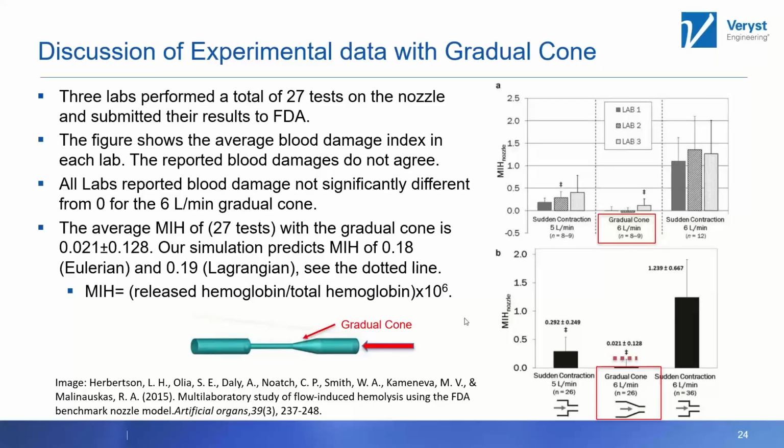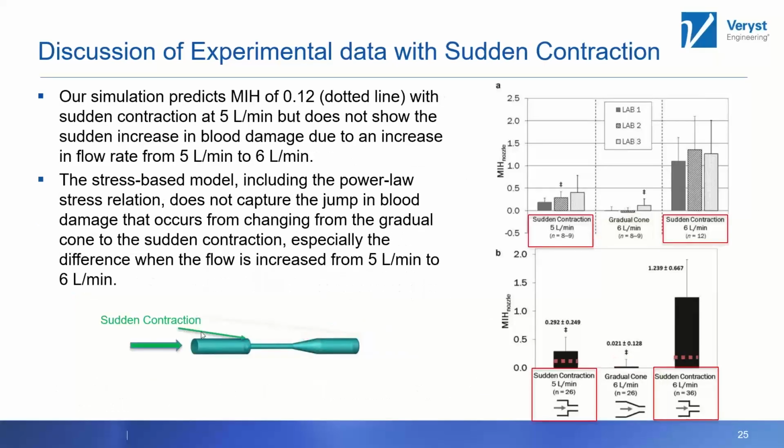Now let's look at when flow is moving from left to right, which is called sudden contraction. Experimental data is done for 5 liters per minute and 6 liters per minute. The black line here is the average of these experimental data. The dotted line is our simulation.